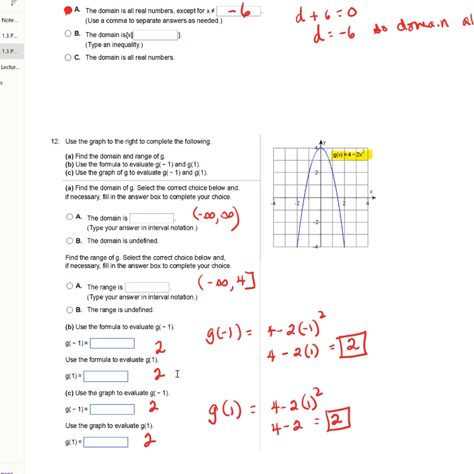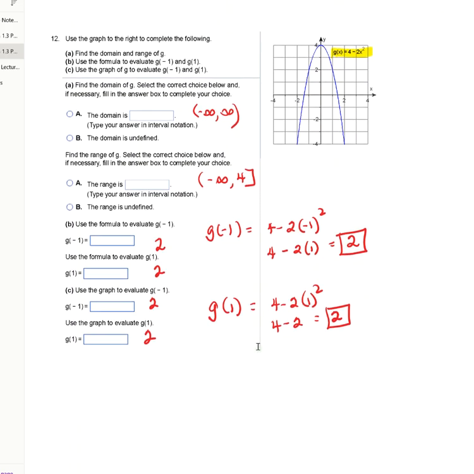Use the formula to evaluate G of +1. Well, we end up getting the same answer because when you squared this -1, we still got +1. So we have a 2 again. Then it says use the graph to evaluate. So we should get the same numbers. But let's see how we do that. If we go to -1, that's right here, -1, and we go up till we're sitting on the blue graph, that y value there is 2. If we do 1, we start here as an x, we go up until we're sitting on the blue graph, that's still 2. So our answers were correct, and we have the same thing both places.